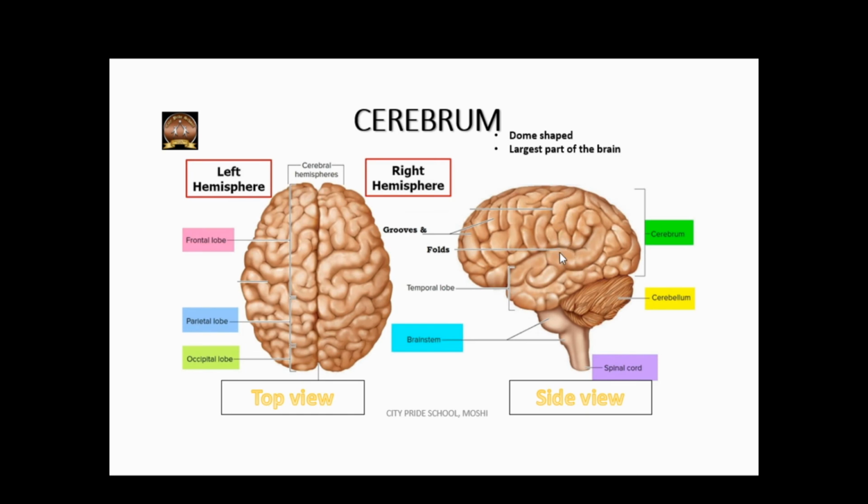As you've already learned, the skull protects the brain. There is a deep groove in the middle which divides the cerebrum into two equal halves. Each equal half is called a hemisphere. Therefore, the brain has a right hemisphere as well as a left hemisphere.